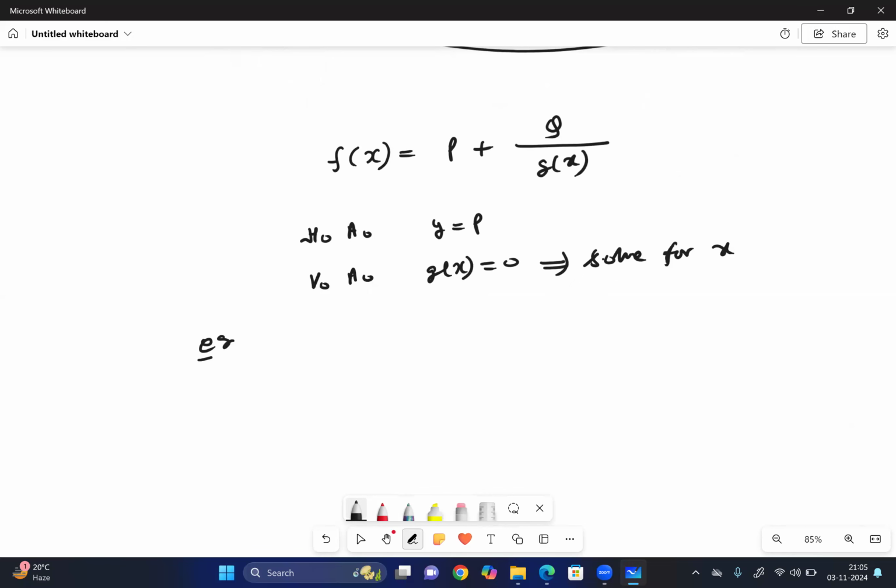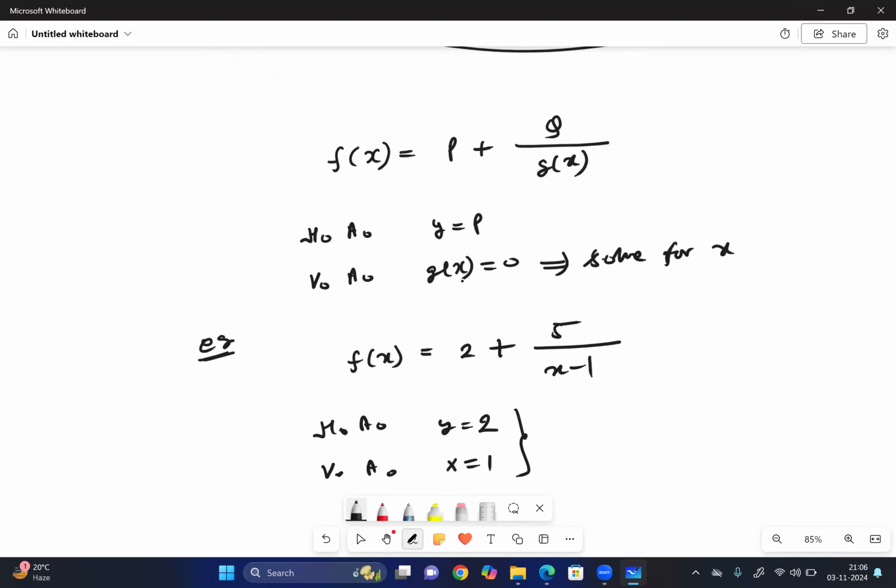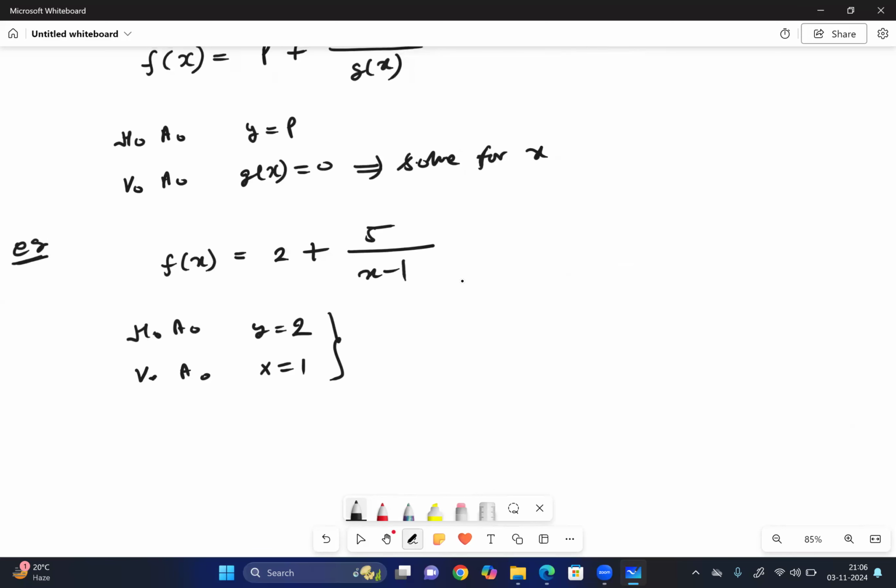Just for one example, quickly: Fx is equal to 2 plus 5 upon x minus 1. Here my horizontal asymptote is y equal to 2, and my vertical asymptote is x equal to 1. The graph will be something like this: y equal to 2 is a horizontal line here, and then x equal to 1 is a vertical line here.